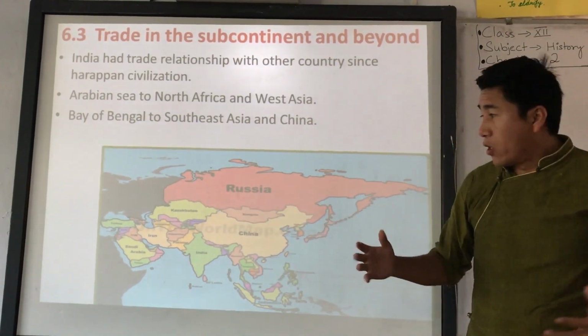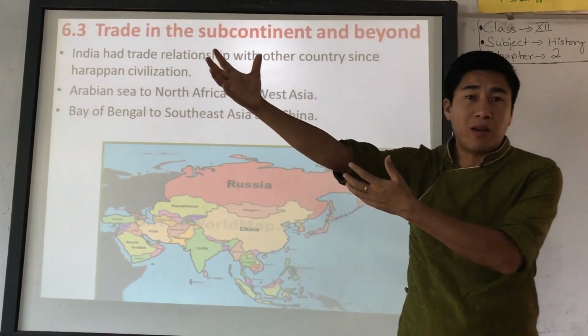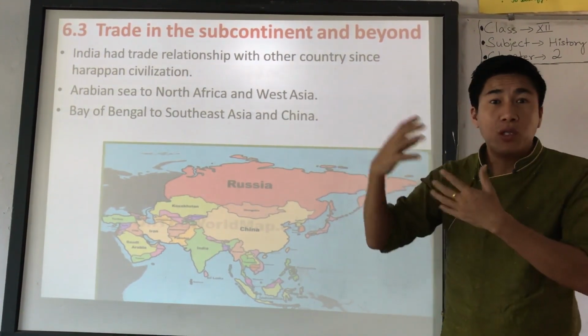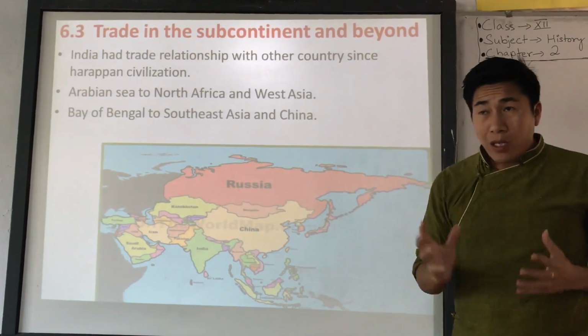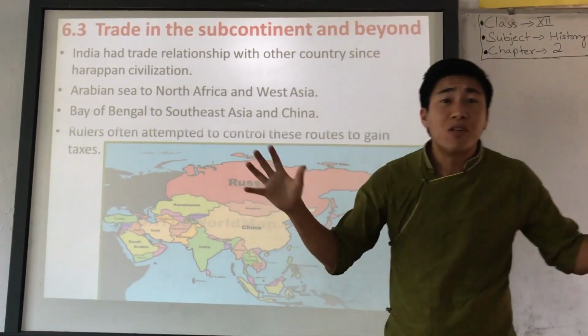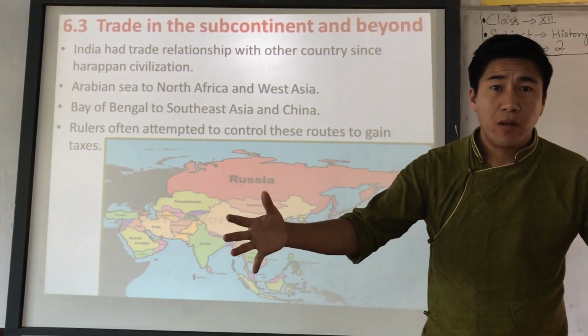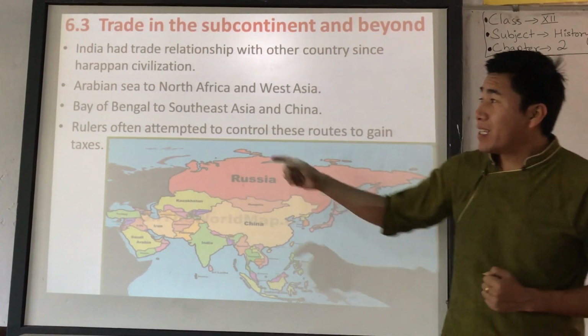Not only that, India also had a trade relationship with the Roman Empire, a very big, huge empire during the BCs. Now most of the kings tried to control the trade routes. Why did they try to control the trade routes? Because to gain tax.